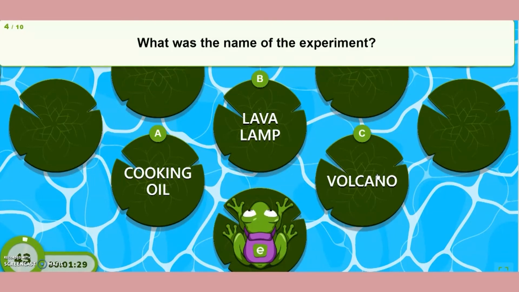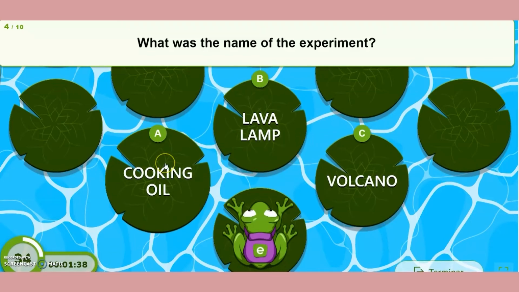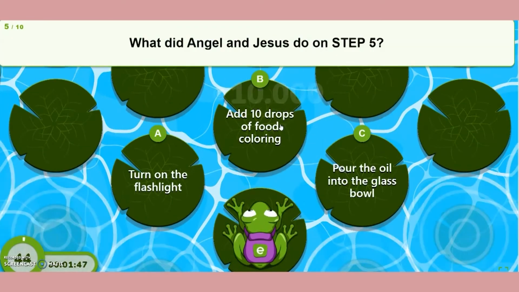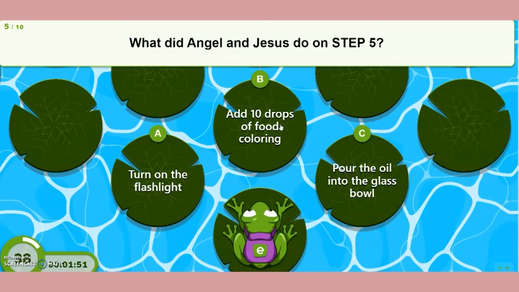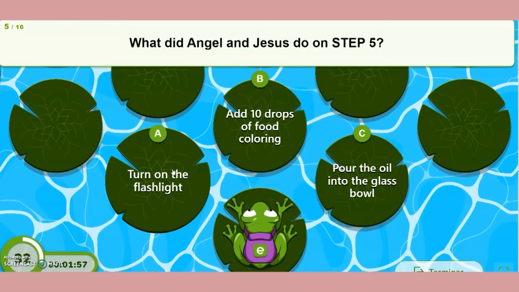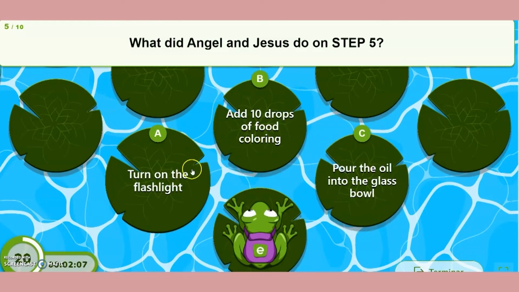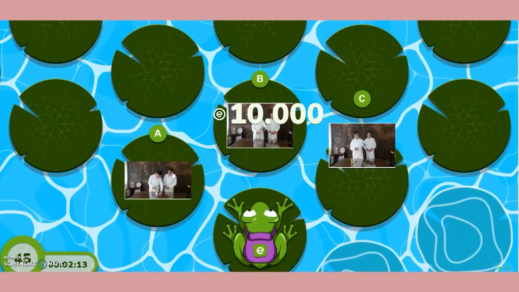Continue. Number 4. What was the name of the experiment? What was it? Do you remember? Was it about a volcano? Was it about cooking oil or a lava lamp? Very good. Well done. Letter B. Perfect job. Number 5. What did Angel and Jesus do in step 5? Do you remember step 5? It was the last one. At the end, turn on the flashlight, add 10 drops of food coloring, or pour the oil into the glass bowl. Which one? Excellent! Letter A. Perfect job.